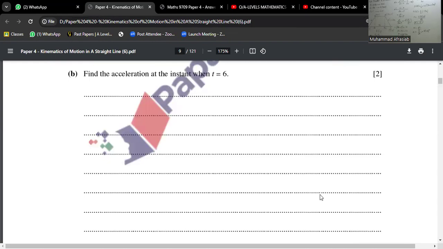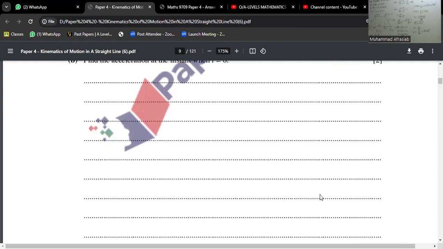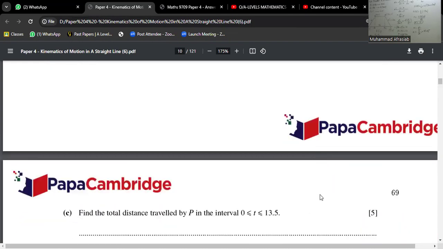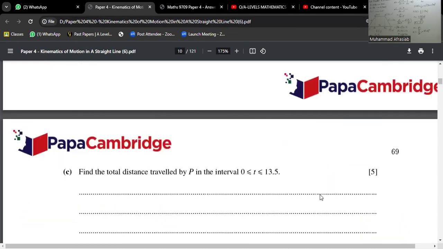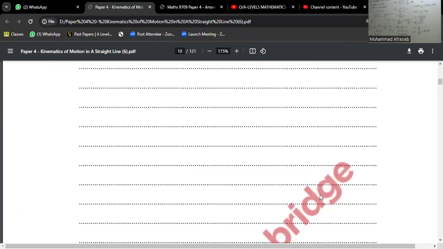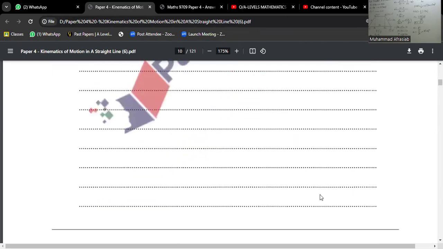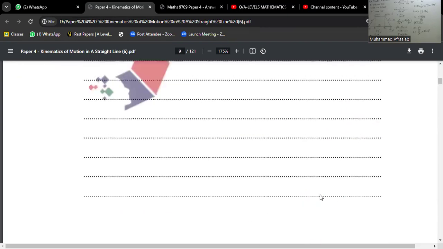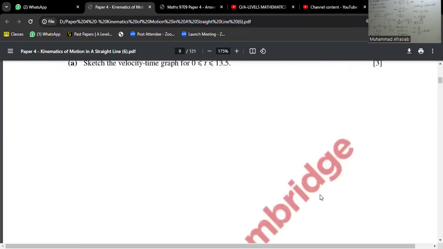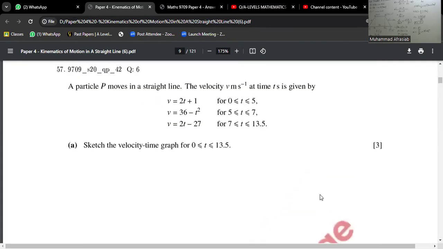and find the acceleration at the instant when t is equal to 6, and find the total distance traveled by the particle P in the interval from 0 to 13.5 seconds. So these are the three parts of this question number 5 of this exercise.